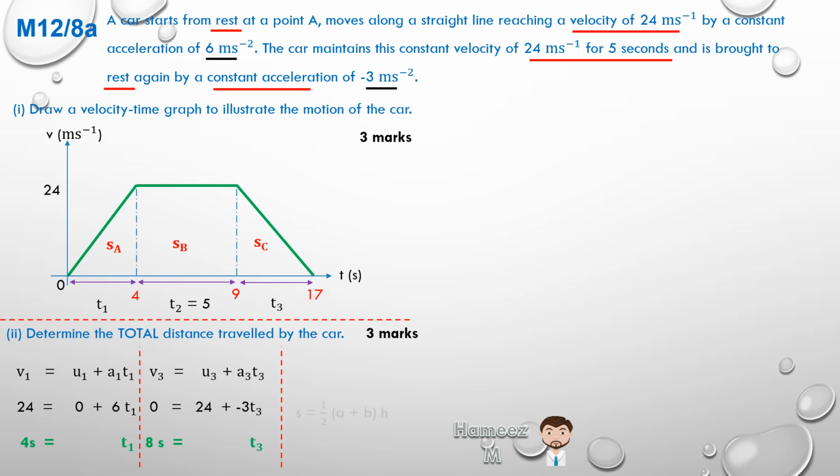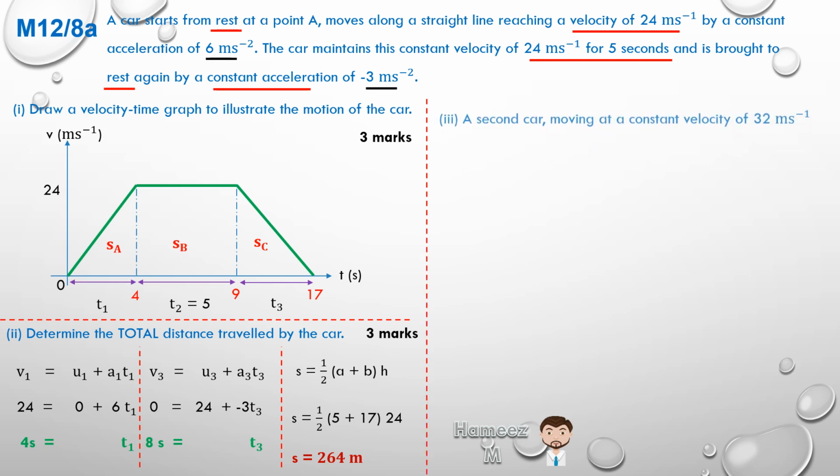So now we can find the area of the trapezium. S is equal to half (a plus b) by h, where a and b are the parallel sides. So we can substitute. So S is equal to half by (5, which is t2, plus 17) times 24, the perpendicular height. Using our calculators, it works out to be the total distance of 264 meters.